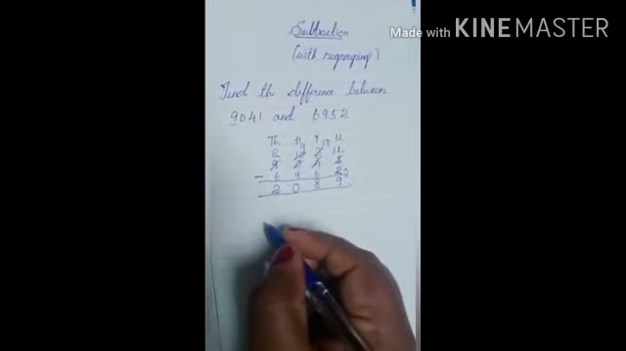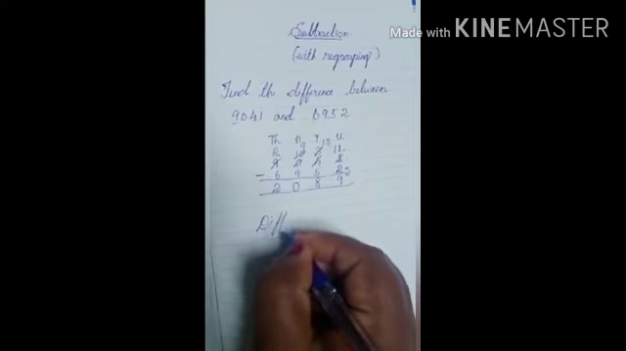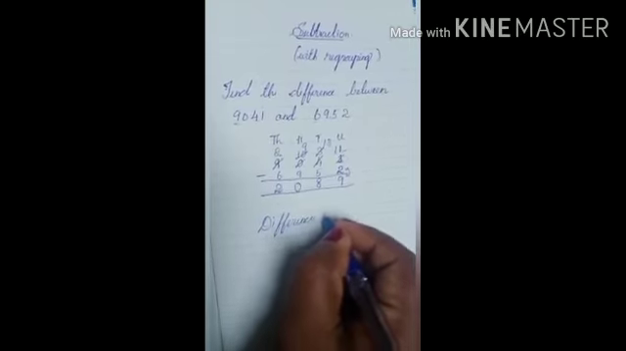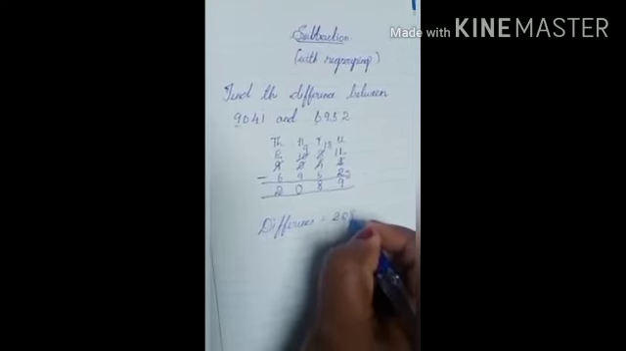Do you understand, children? So finally we got the answer. Difference is equal to 2089.